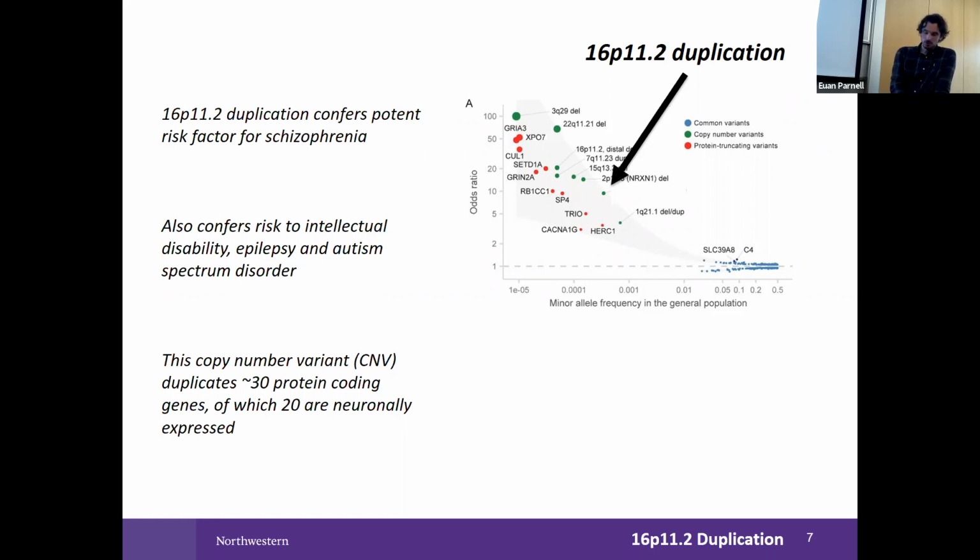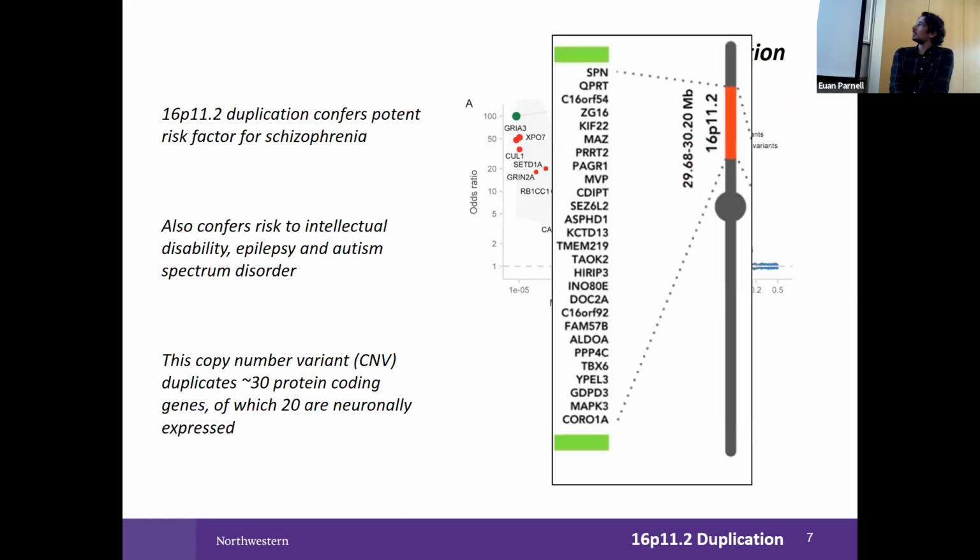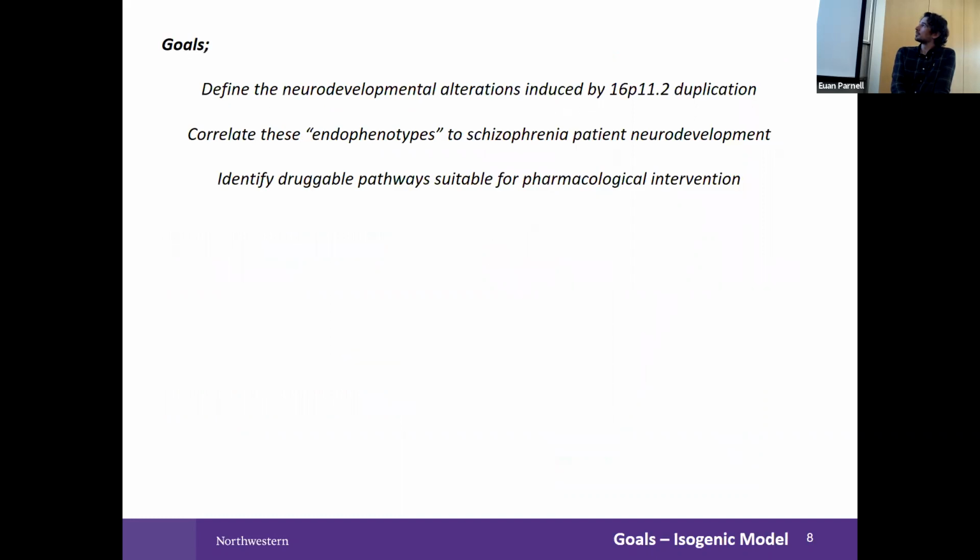And so what is 16p duplication? It's a copy number variant that results in a duplication of this segment of chromosome 16. So 30 genes in this region are duplicated, meaning there are now 3 copies of each of these genes in the genome. And that seems to be enough to cause a really large risk for schizophrenia.